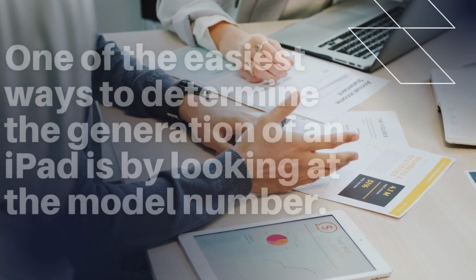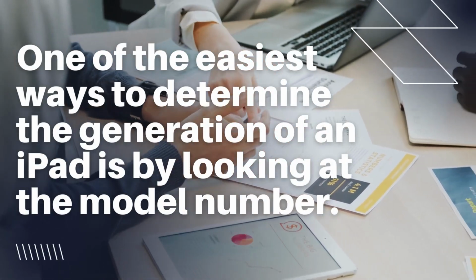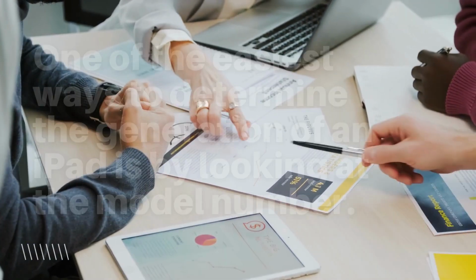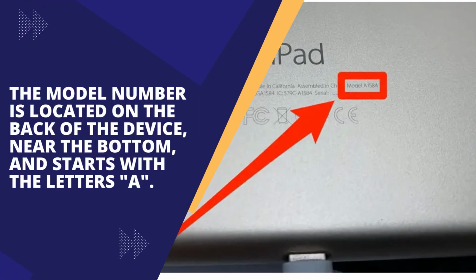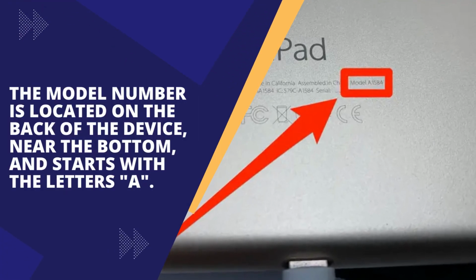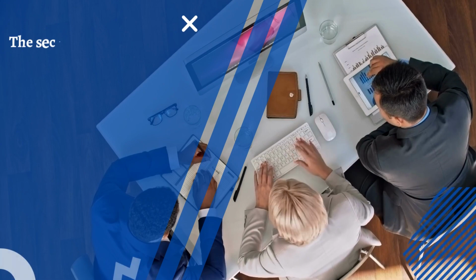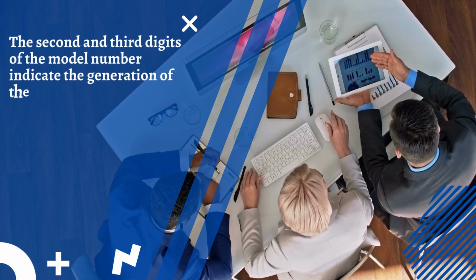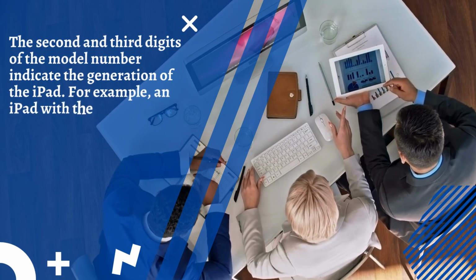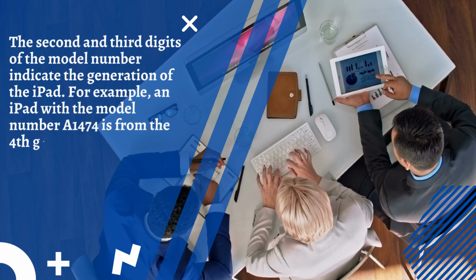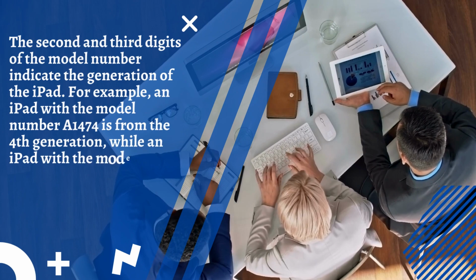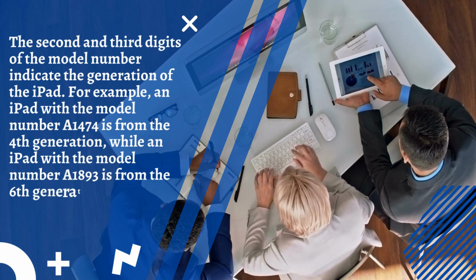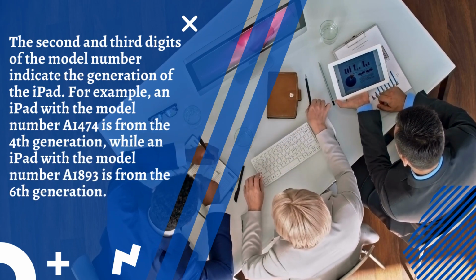One of the easiest ways to determine the generation of an iPad is by looking at the model number. The model number is located on the back of the device, near the bottom, and starts with the letter A. The second and third digits of the model number indicate the generation of the iPad. For example, an iPad with the model number A1474 is from the 4th generation, while an iPad with the model number A1893 is from the 6th generation.